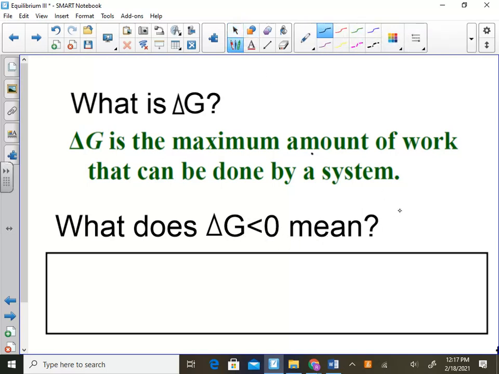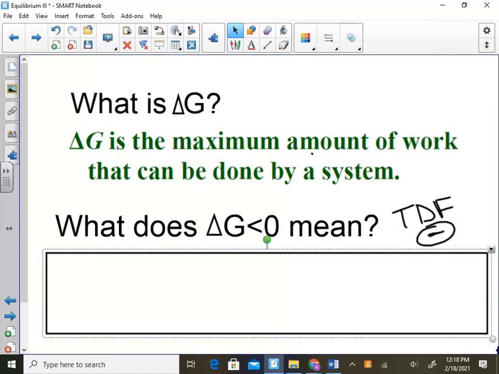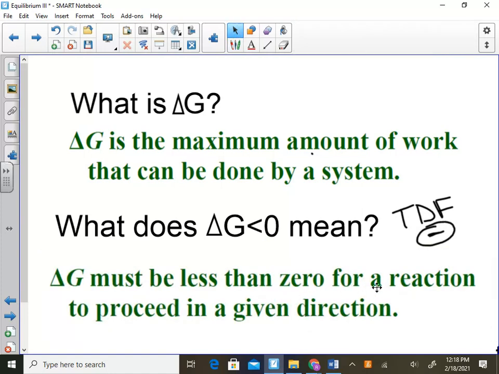We talked about thermodynamically favored and what that means. If delta G is negative, it's thermodynamically favored. It means that if you have a reaction and it's going to proceed in the direction of the products, then a delta G of less than 0 is what you would have for that reaction, or that reaction is thermodynamically favored. And if it is positive, then it will not proceed in that direction. The reverse reaction will be favored.